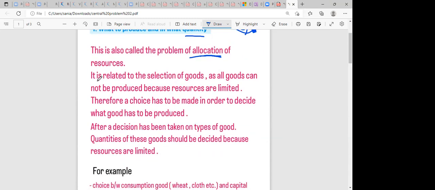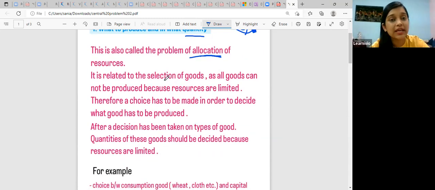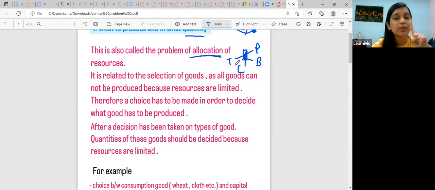Now, ma'am, what is this? It is related to selection of good. Why do you have to select good? Because all goods cannot be produced, as resources are limited. For example, this is a piece of wood. With this piece of wood, you can produce paper, you can produce a bed, a chair, a table. But this is only one piece of wood. So you have to make a choice about what you need to produce. Whether you want to produce paper, a bed, this or that.